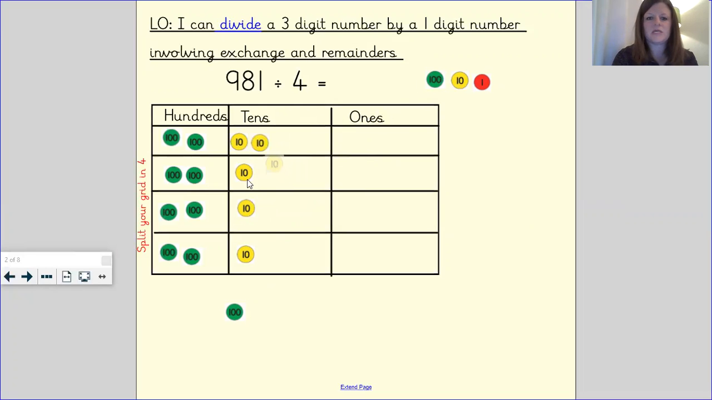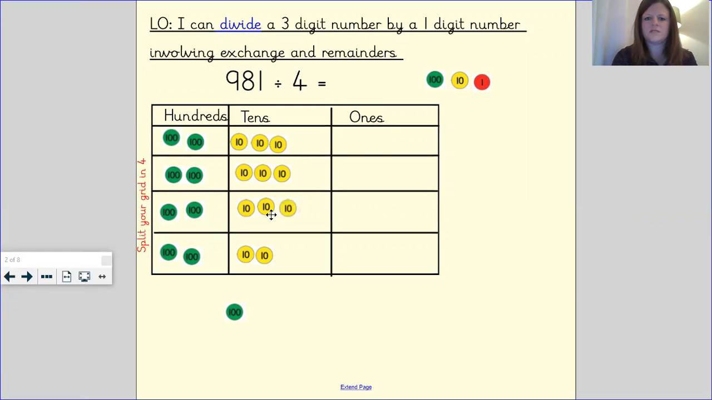If you want to be using circles with hundreds, tens and ones in, brilliant. If you've made some little place value counters for yourself, that is absolutely fine, whatever you need to help you. So I've used my tens. I've then got my original 8 tens as well that I'm going to continue sharing.